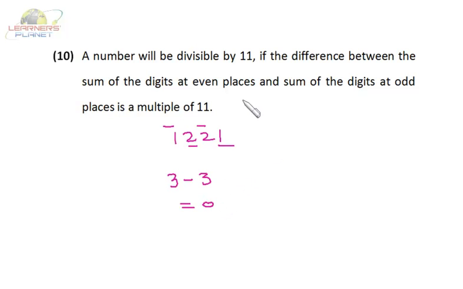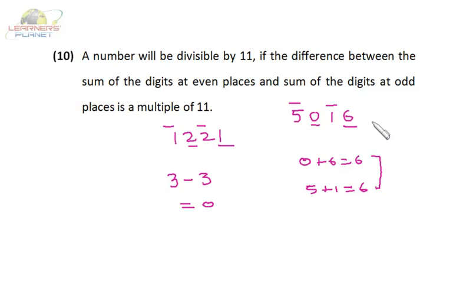Let's take one more example. Suppose I have a number 5016. First of all, let's mark the alternate numbers: this and this, then this and this. So it's 0 plus 6, it is 6, and it is 5 plus 1, 6. Now what is the difference between these two? It is 0. That means this number is divisible by 11.